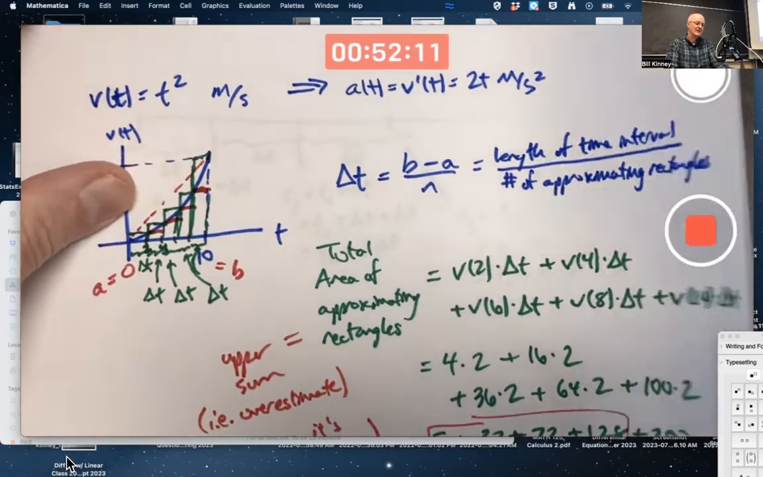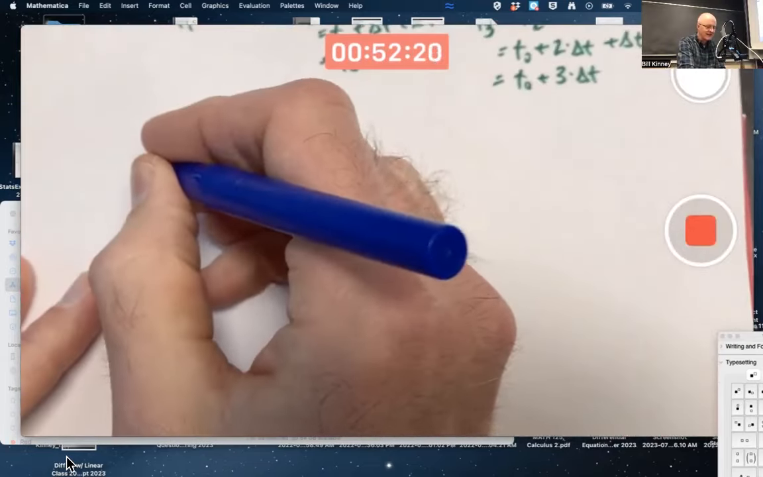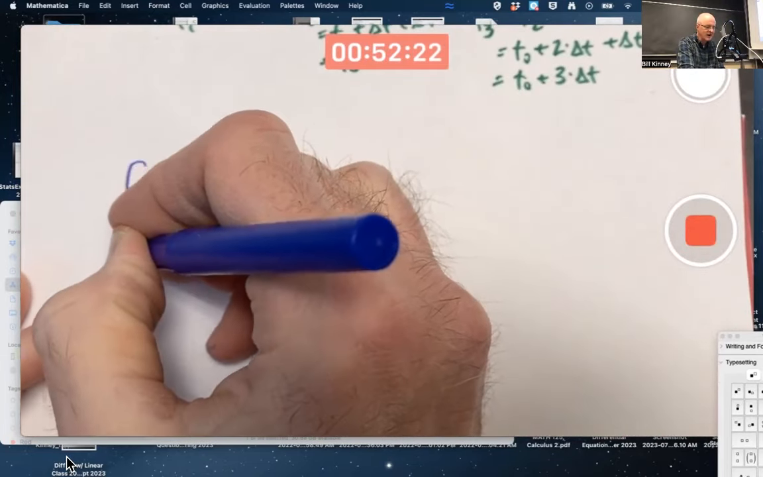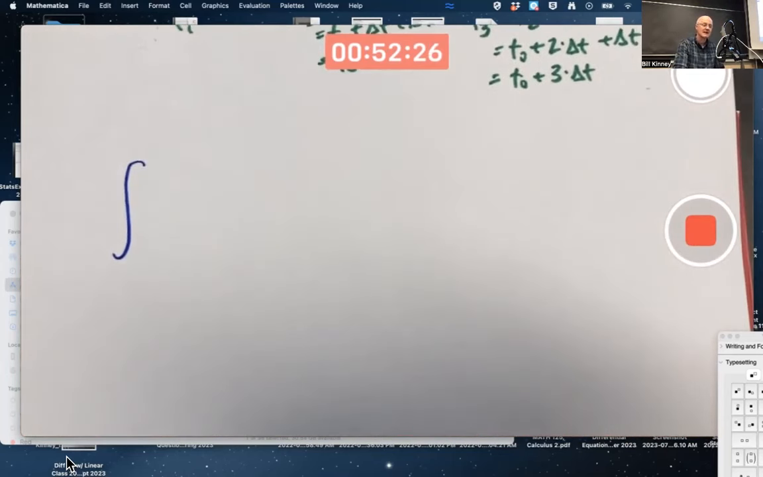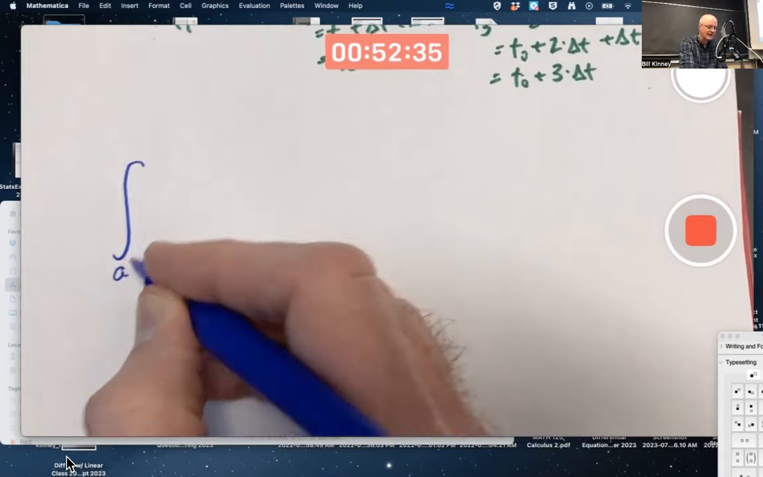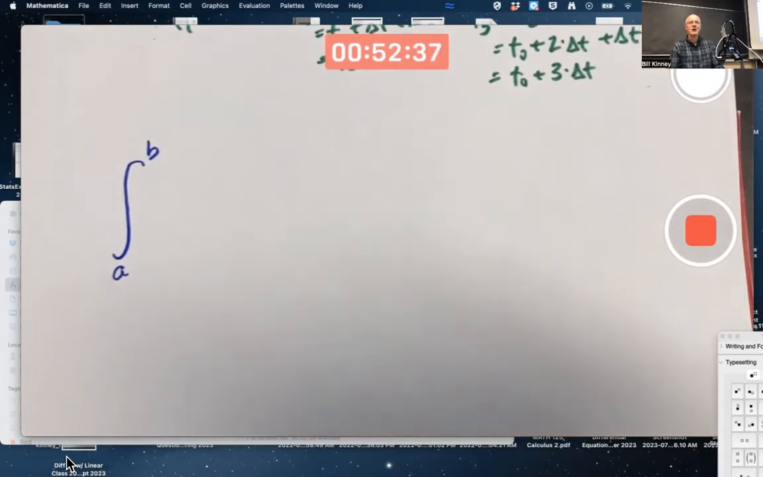In general, here's what we write. The definite integral, there we are, beautiful integral sign. Wait a minute, it doesn't look like a definite integral yet. It looks like an indefinite integral. Well, that's because I got to put limits of integration, the left endpoint and the right endpoint, below and above.